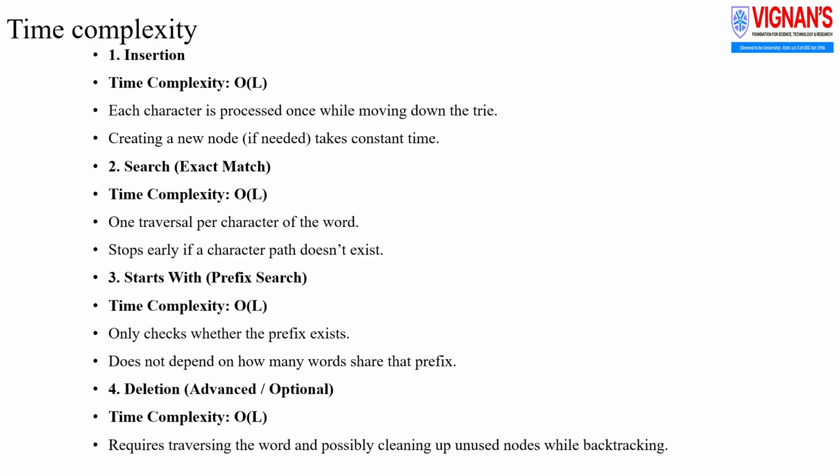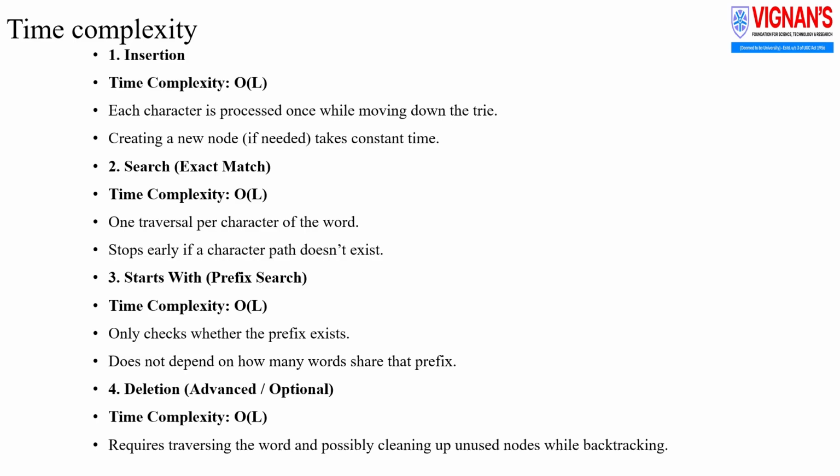For searching an exact word, the time complexity is also O(L). The trie is traversed one level per character, and the search stops early if a required character path does not exist. For prefix search or starts with operation, the time complexity remains O(L).